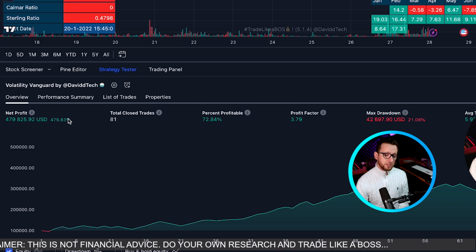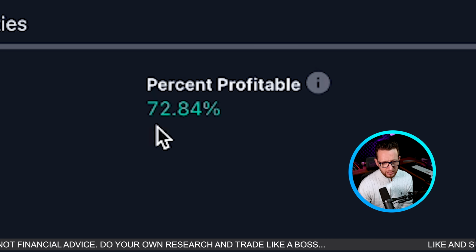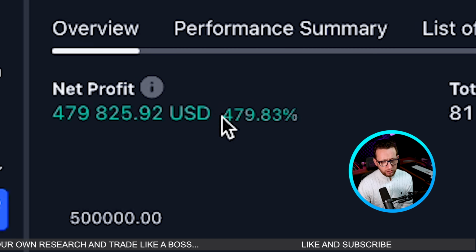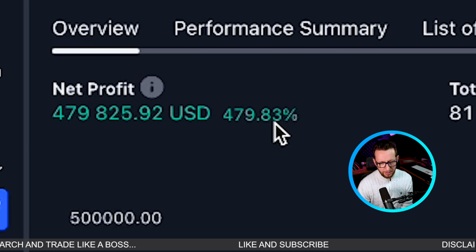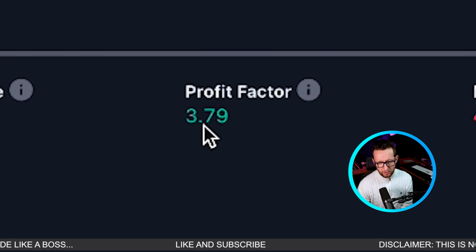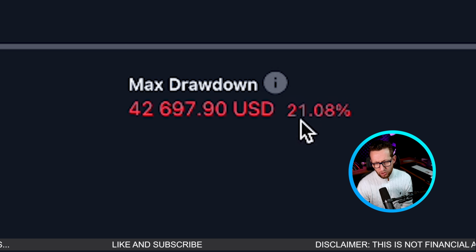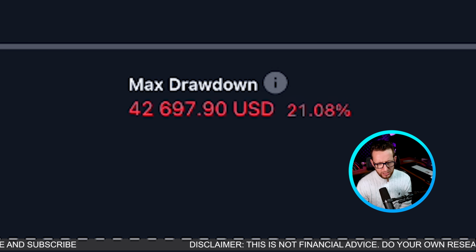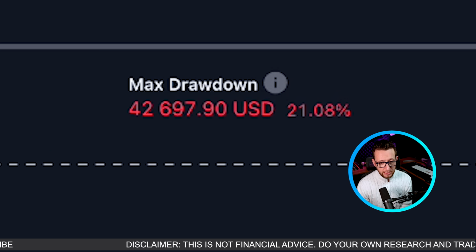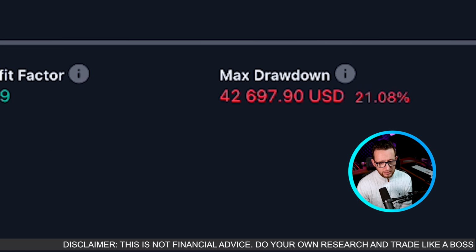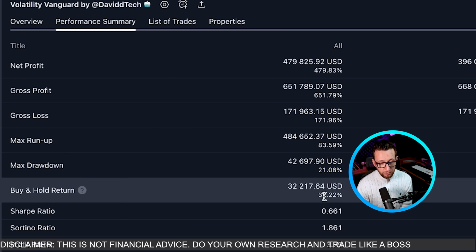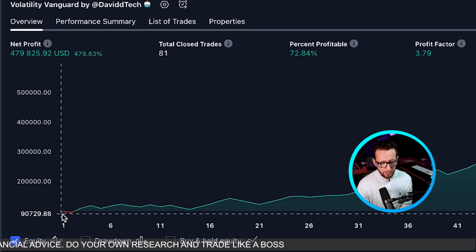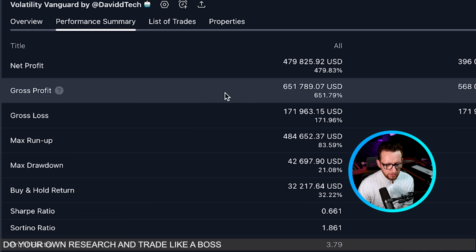As you can see, the equity curve looks absolutely amazing. We have a 72% win rate, 81 closed trades, 479% net profit, and a profit factor of 3.0. We have a max drawdown of 21%, which is a little high, but I am using leverage for this trading strategy, so you can take it down and decrease it, but you will also decrease the net profit. If you go over to the buy and hold, we would have earned 32% on an investment which we made at the same time over here. This one is up 400%, so we smashed that.